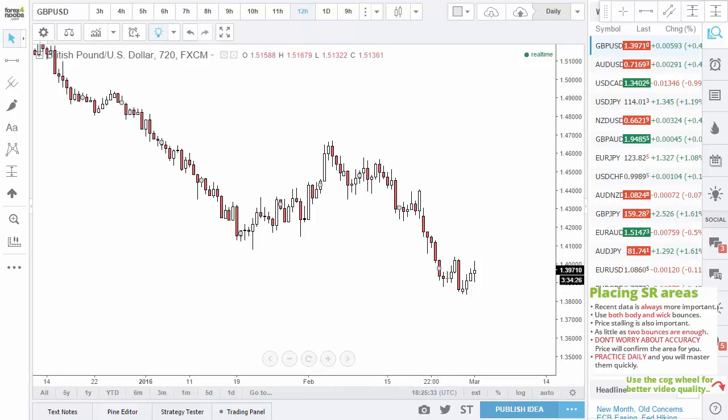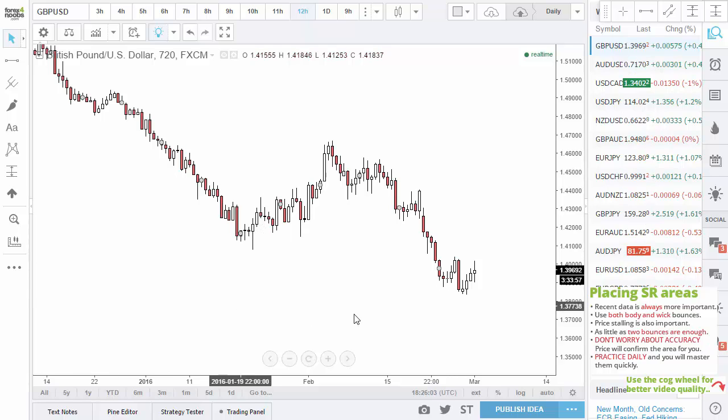Use both body and wick bounces. What do I mean by that? Well, what I mean is that this here is a wick bounce, that is a wick bounce. So when the wick comes down, if we're talking about body bounces, that up there is a body bounce. Whereas this is a wick bounce. So wick bounce here, body bounces there. So both of these are important when you're placing support resistance areas.